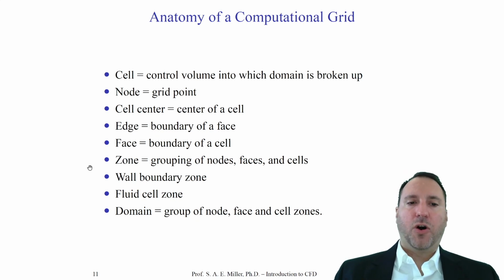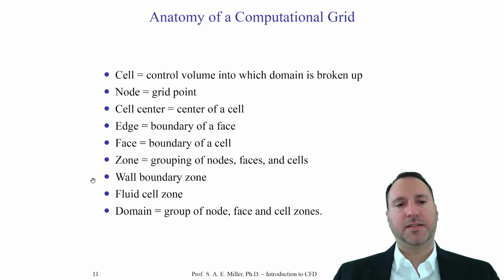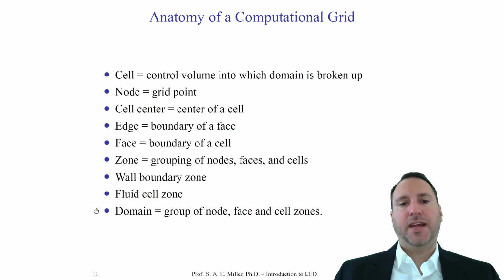Finally, we also have wall boundary zones. This is more of a solver-specific term. These might be where walls exist as a boundary condition. Fluid cells are where, of course, we're solving the computational fluid dynamics. We typically won't refer to these two types in this class. Finally, a domain is nothing but a zone, and they're used interchangeably too. A domain might also be a group of nodes, faces, or cells.